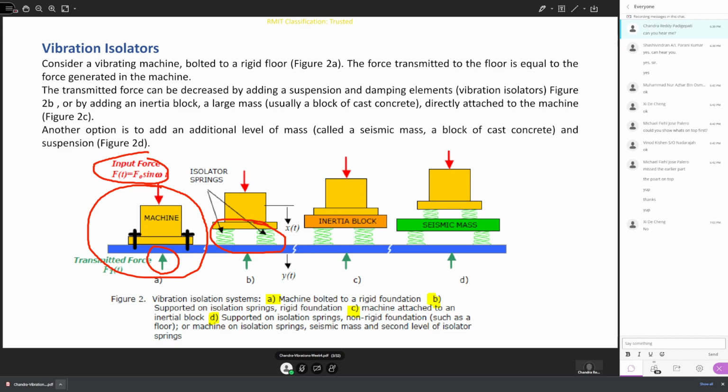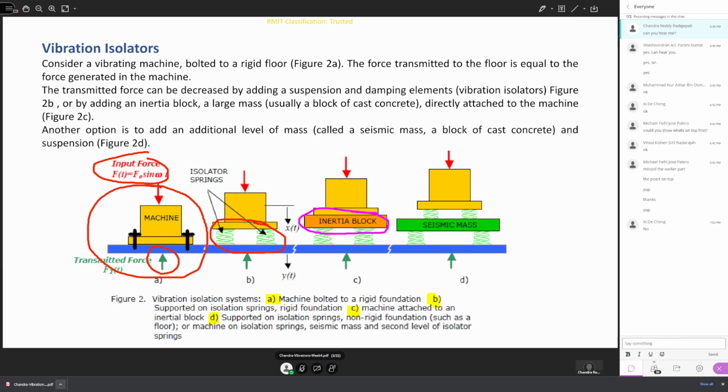If you want to further reduce or isolate the vibrations, then the third option is to create an inertial block. So the machine is attached to a block, and the block is supported by the isolator springs. This way the vibration coming from the base, the transmitted force, can be minimized or isolated.